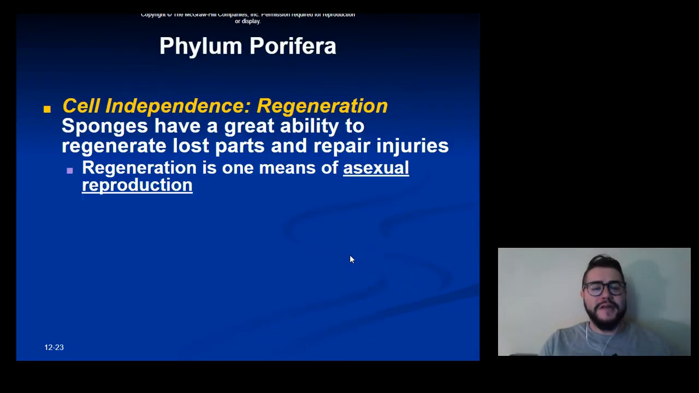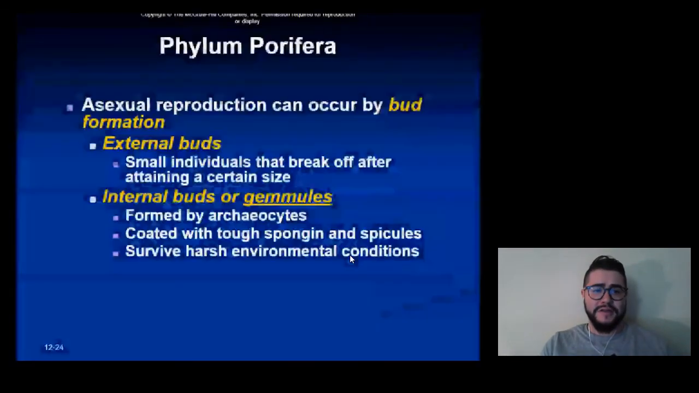All right, so next we're going to discuss reproduction and regeneration in sponges. So we'll start with regeneration. Sponges have the ability to regenerate any lost parts of their body and repair injuries. That happens through the archaeocytes. Archaeocytes, again, the specialized sponge cell that acts as their stem cell. And regeneration can also be one of the means of asexual reproduction, right?